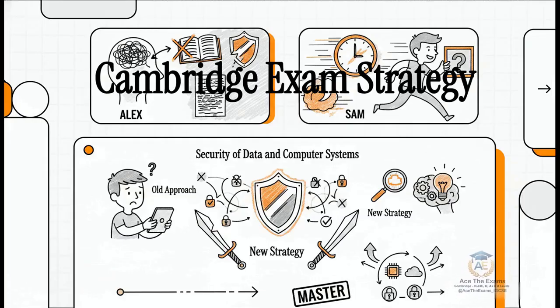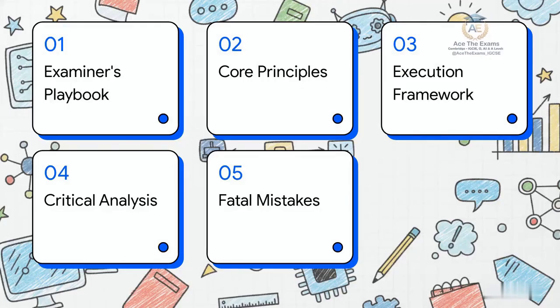Today, in this explainer, we are slicing through the confusion. We're going to look at two classic student approaches that fail completely. We've got Alex, who just overloads the page with raw facts, and we've got Sam, who panics, rushes, and completely misses the point. We're going to tear down their flawed methods, show you exactly how to avoid their fate, and teach you how to master the paper with absolute precision. Let's dive in. Here's our exact roadmap for today.